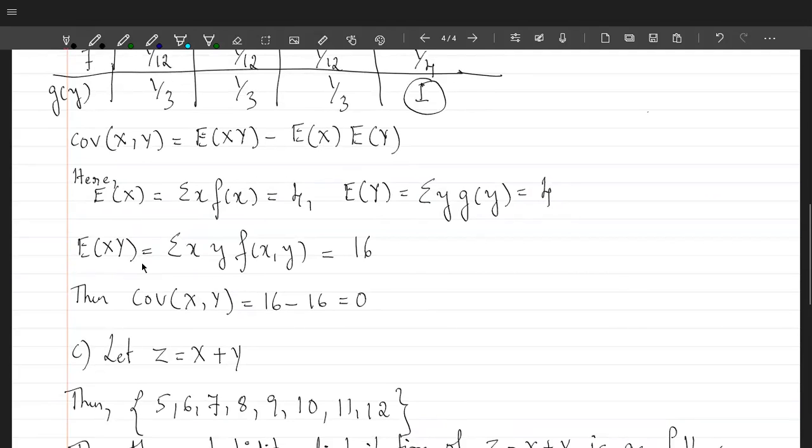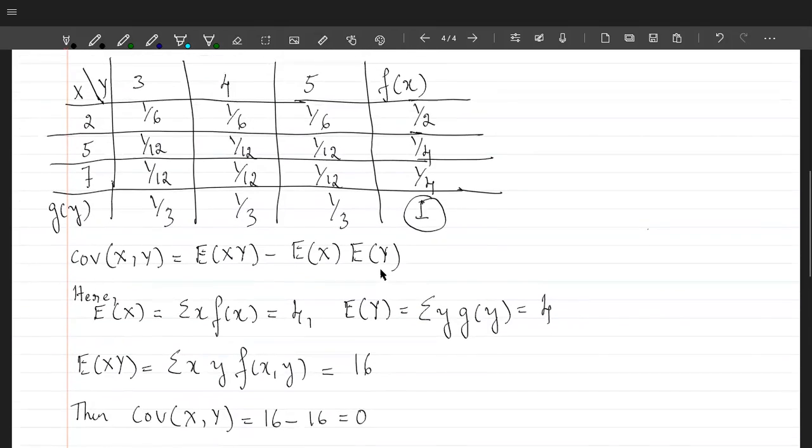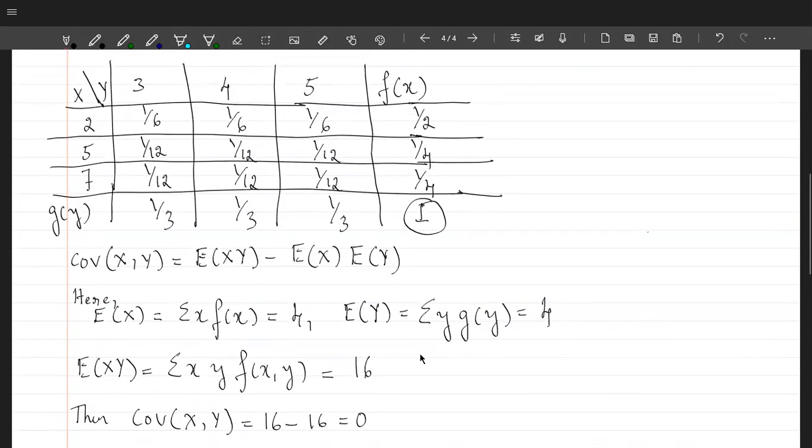Then you have e of x comma y, or e of xy, that's equal to summation x into y into f of xy. Use this table and calculate the value, it will be equal to 16. Then covariance will be equal to 16 minus 16, which is equal to 0. We can directly write that the covariance is equal to 0, because in the question itself they have mentioned that the given two random variables x and y are independent.